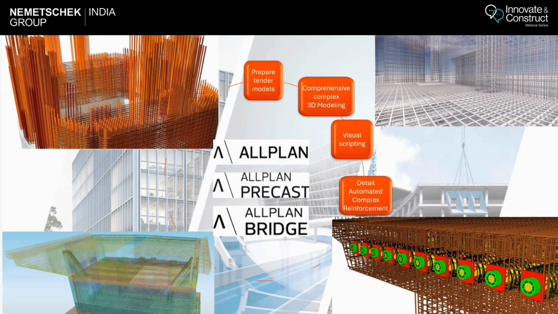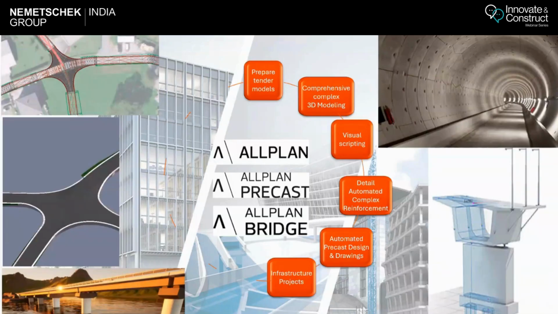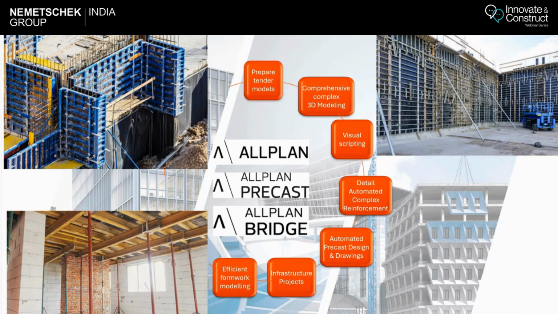Then complex reinforcement can be automated. Some examples are over here. We have both options possible: complex reinforcement can be automated as well as done manually. Then we have automated precast design. Any kind of precast element can be done. We can do infrastructure projects, so whether it's a bridge, culverts, tunnels, highways, anything can be done over here.